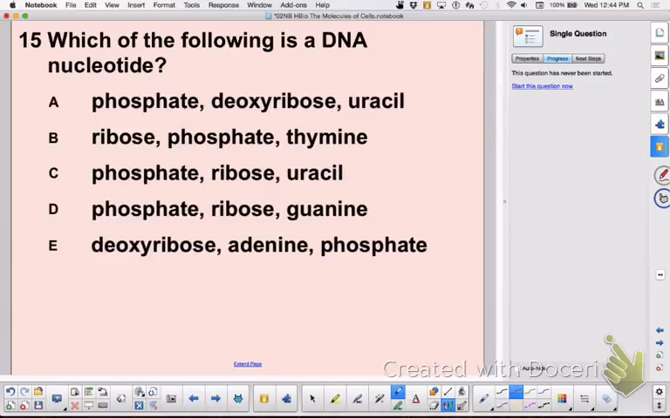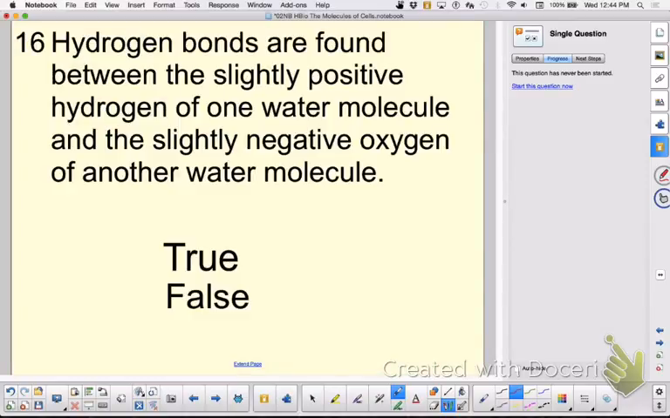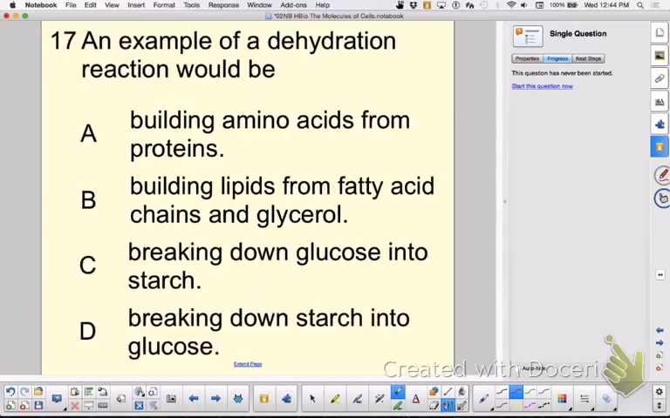Which of the following is a DNA nucleotide? Is this one different? It's the same thing. Okay. True or false? That's true, because it's between the slightly positive hydrogen of one molecule and the slightly negative oxygen of another.